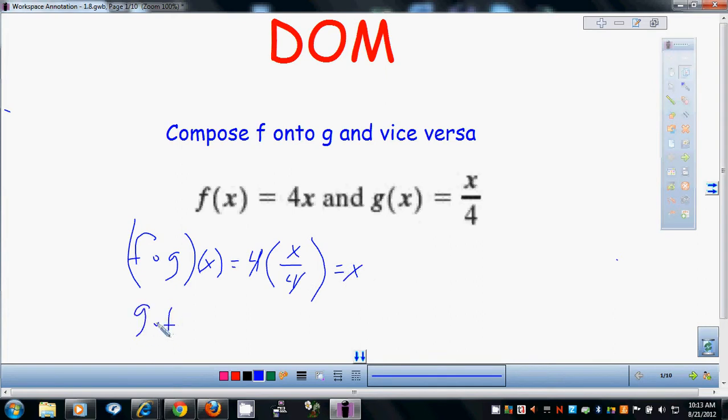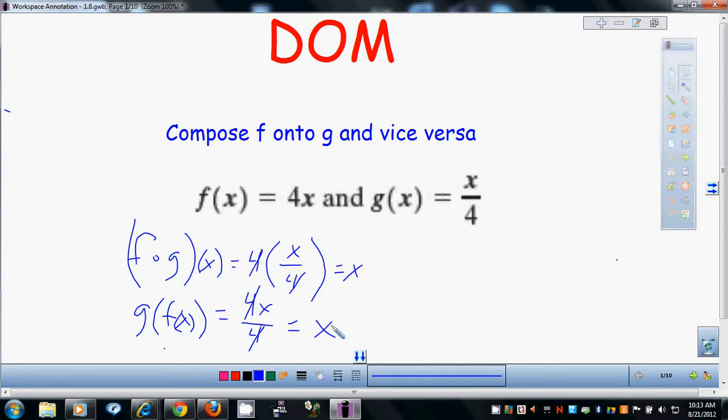G of f, which I'll write in a different way this time, so you get used to seeing it both ways. G of f of x was x over 4x. Wait, what am I talking about? I don't know what I was thinking. Which was 4x over 4, cancel, cancel, also leaving you with x.